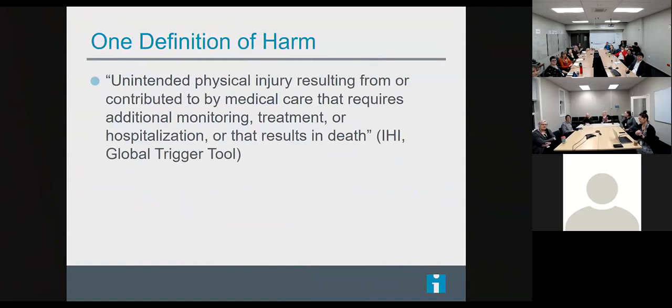So when we define harm, one of the definitions is what's on the board right now. It's the unintended physical injury resulting from or contributing to medical care that requires additional monitoring, treatment, hospitalization, or that results in death. Now, when we look at that definition, do you feel that it's missing something? The ones here in my room can acknowledge that yes, it is. It's very limited. For that reason, we have gone to redefine what harm is.